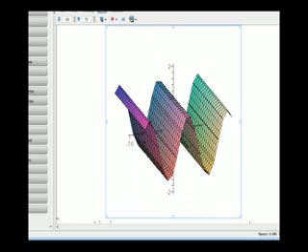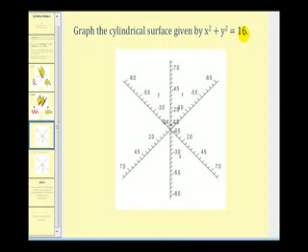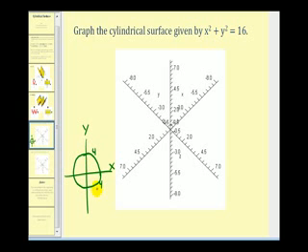Okay, so let's go ahead and take a look at a couple of our own examples now. Here we want to graph x squared plus y squared equals 16. Because the equation contains x and y, that means the generating curve will be in the xy plane, and since the equation does not contain z, the rulings would be parallel to the z-axis, which means the rulings, or the set of parallel lines, will run up and down. Well, if we were to take a look at the graph just in the xy plane, we should be able to recognize this as a circle with the center at the origin and radius of 4. So it would look something like this.